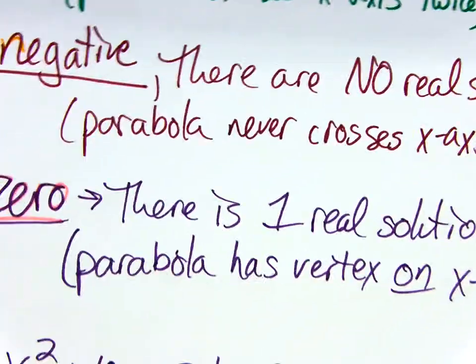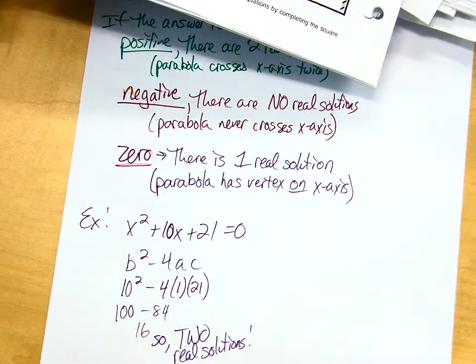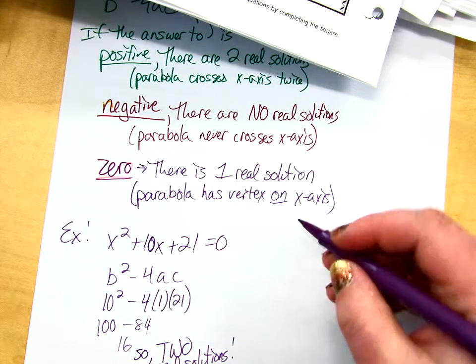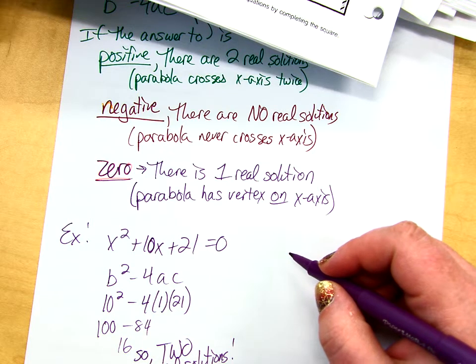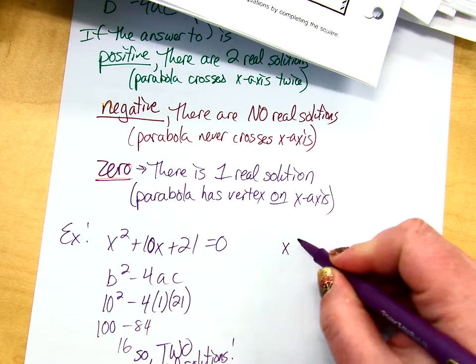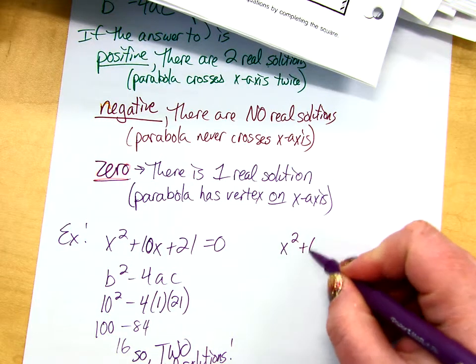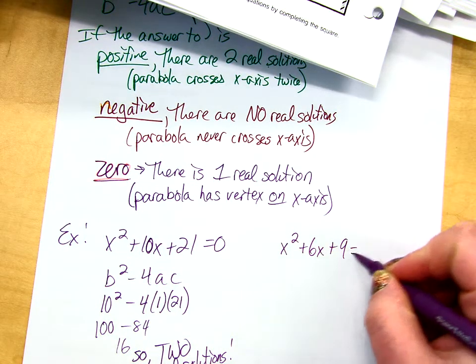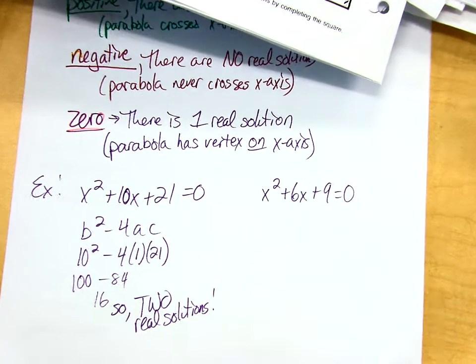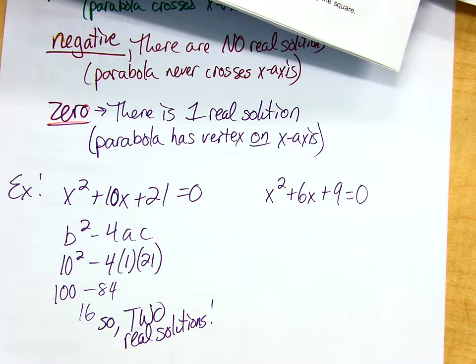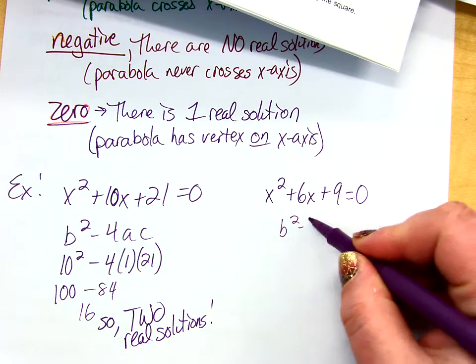So, let's do another example. Let's say you had this. Oh, golly, how about x squared plus 6x plus 9 equals 0. All right, so try this one. Find a, b, and c, and just do b squared minus 4ac.